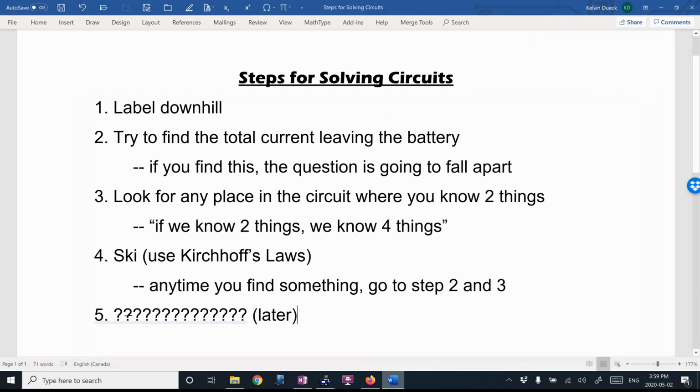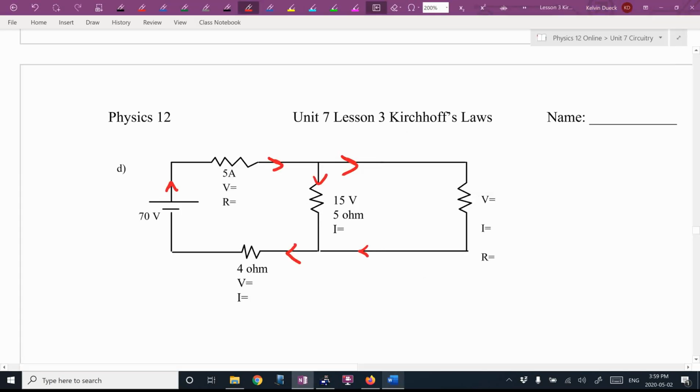Step three, look for anywhere you know two things. Or as I often say, knock, knock, who's there? I know two things. Knock, knock, who's there? I know two things. So I definitely know the current here. If V equals I times R, then I equals V over R. So V over R, this is 3.0 amps.